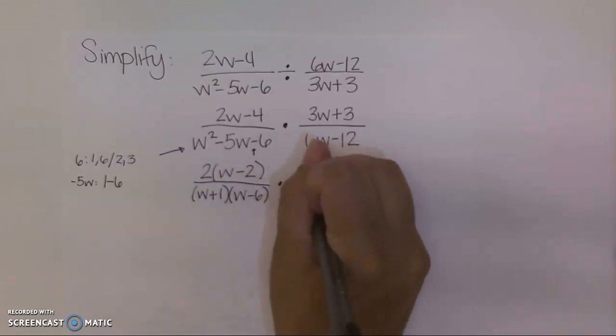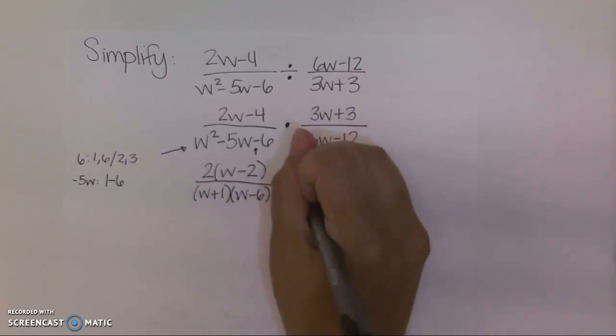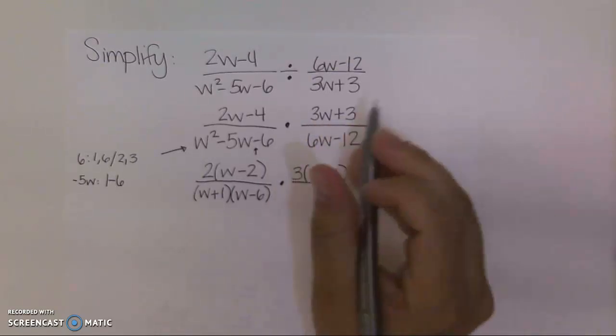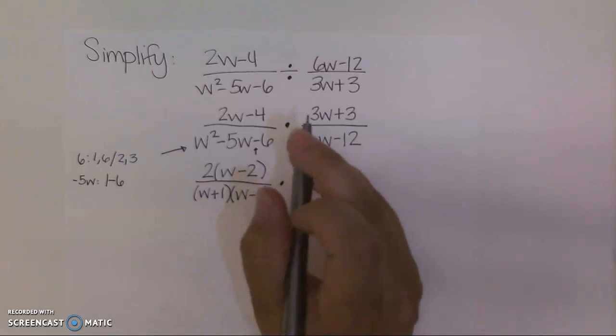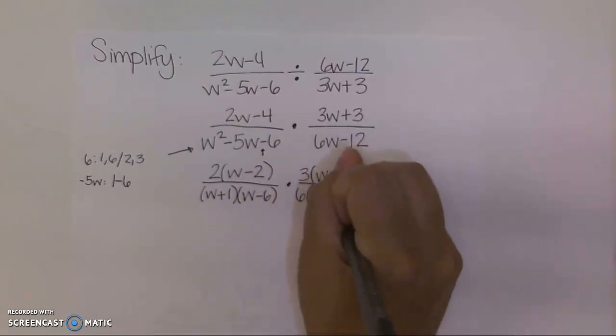Okay, looking over here, common factor, both terms in the top have a factor of 3. If I pull out a 3, I have left w plus 1. Down here, common factor this time of 6. If I pull out a 6, I have left w minus 2.